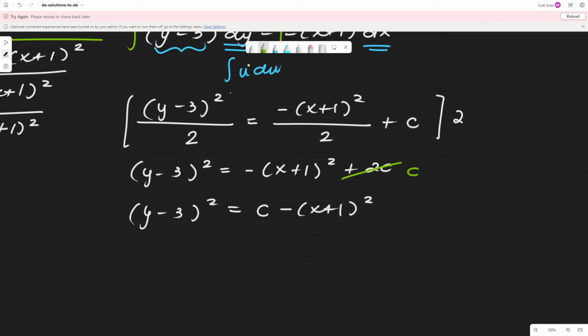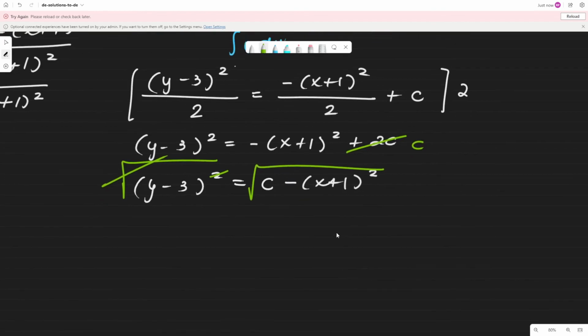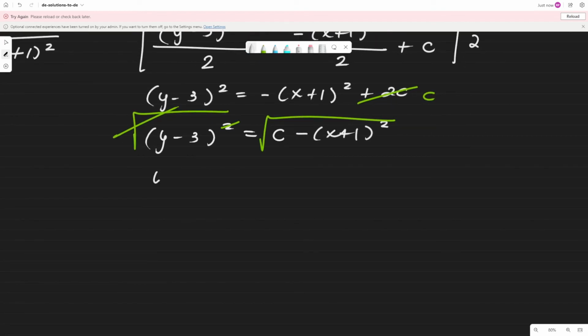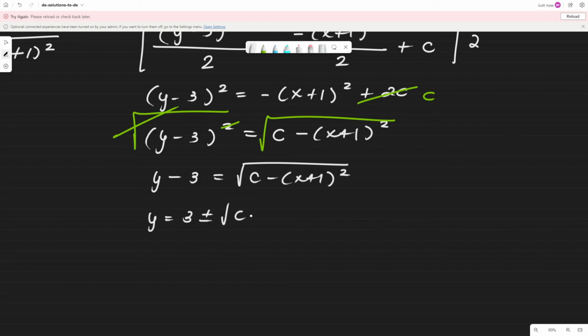So let's get the square root. So cancel na to. Guys, hindi nakaka-cancel yung square root tsaka yung squared nung x plus 1 kasi meron tayong c tsaka minus, ha. Ayan. So we will have y minus 3 is equal to square root ng c minus x plus 1 quantity squared. Ayan. Okay, then isolate natin. So, we'll have y is equal to positive 3 plus minus square root ng c minus x plus 1 squared.